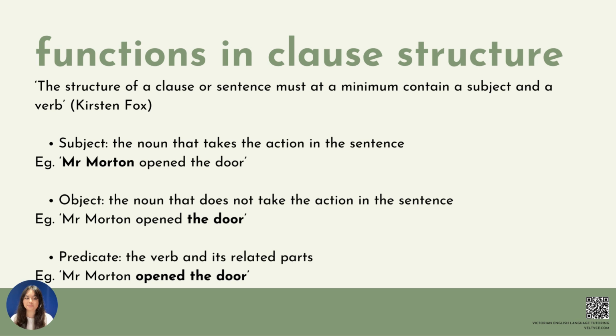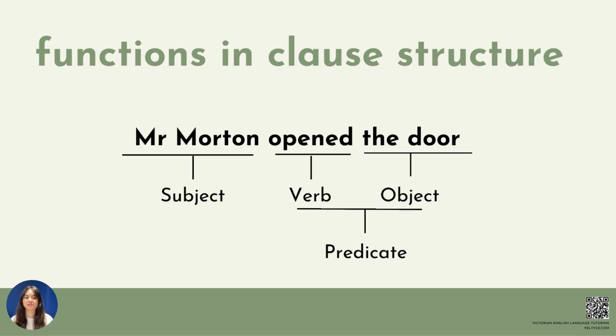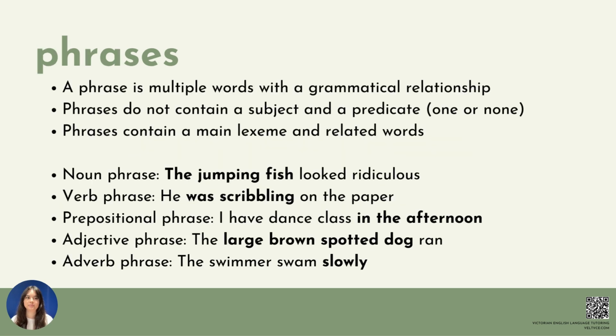The predicate is the verb and its related parts. So the verb is opened. The door, which is the object, is a part of the predicate because it's the related parts. So this is a little tree that explains that. Mr. Morton, subject, opened, verb, the door, object, and the verb and the object combined make the predicate. So that's our functions in clause structure.